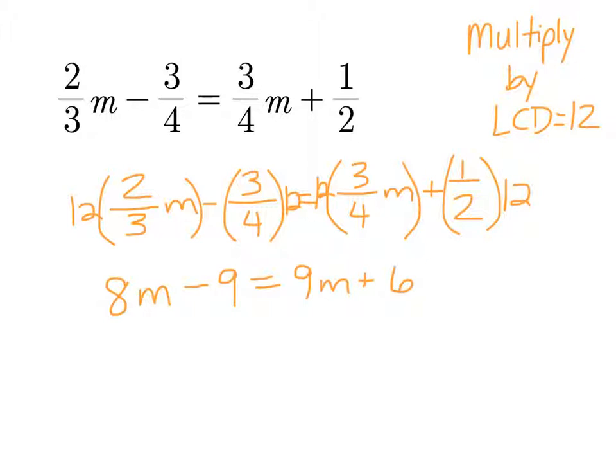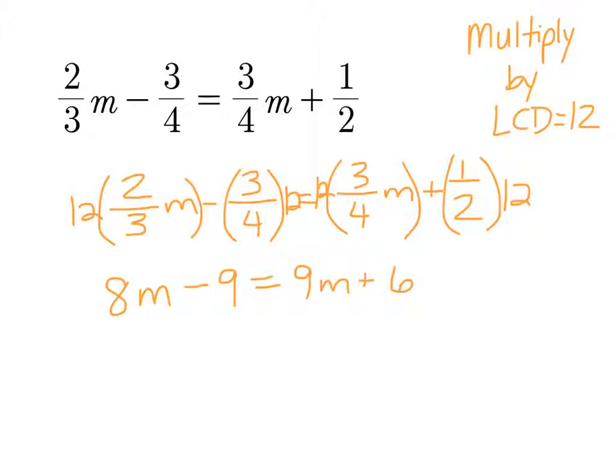I was just trying to make life easier and get rid of the fractions. If you don't want to deal with fractions, that's a great way to get rid of them. Now this is my equation. It still means the same thing because I used a property of equality and I multiplied everything by 12, which means I still have an equivalent equation.